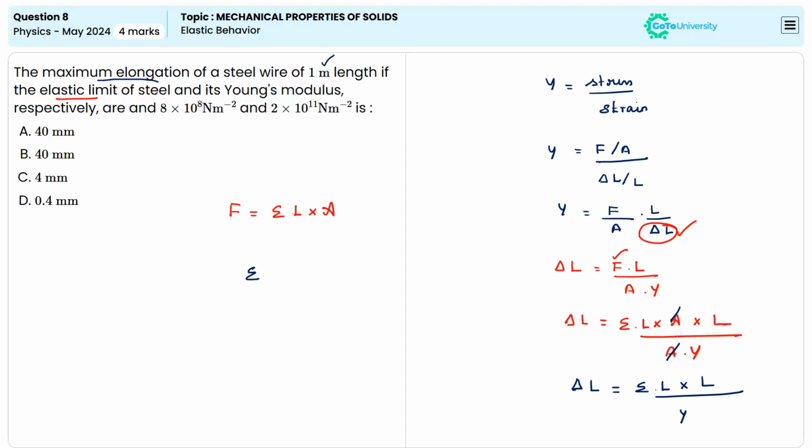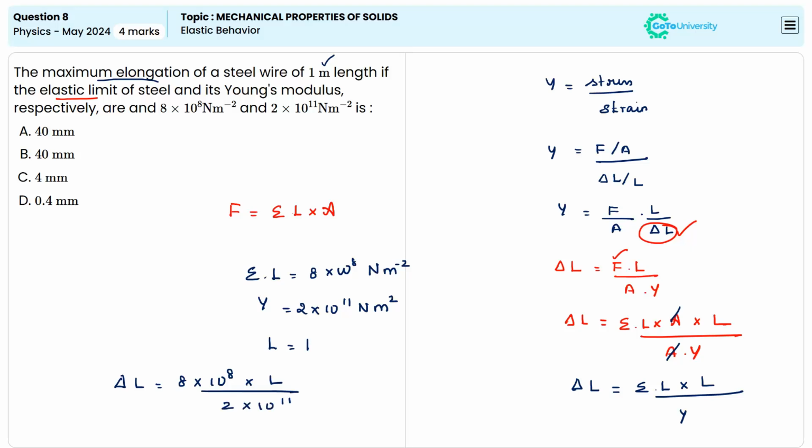The value of the elastic limit is given as 8 times 10 to the power 8 Newton per meter square, whereas the value of Young's modulus is given as 2 times 10 to the power 11 Newton per meter square, and the original length is given as 1. When we apply all the values, del L will be equal to 8 times 10 to the power 8 times 1 divided by 2 times 10 to the power 11.